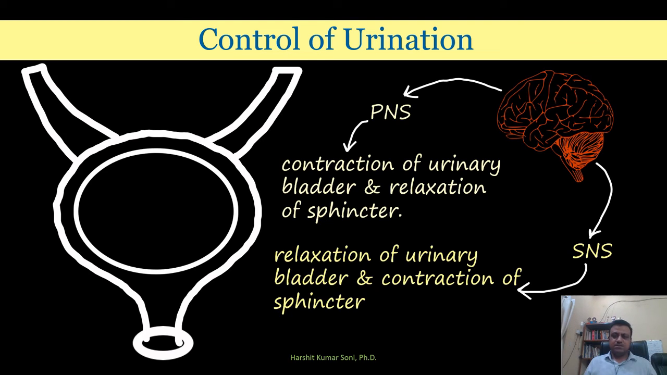The PNS helps in passing out the urine. SNS is responsible for its storage. And these two systems are antagonists, meaning they are opposite to each other. But these nervous systems are not the voluntary nervous system. The voluntary nervous system is the central nervous system. These are involuntary nervous systems.